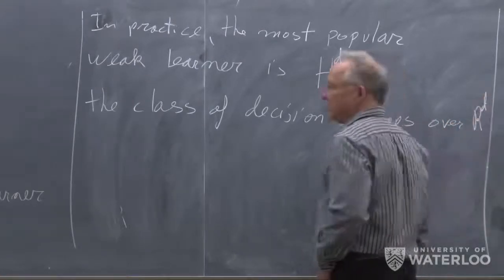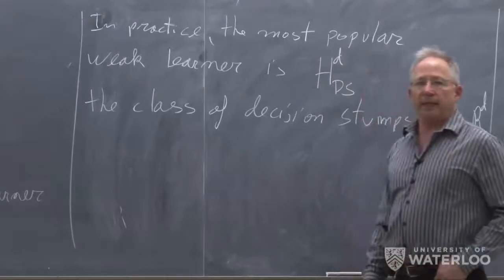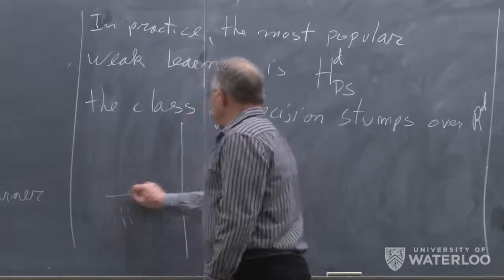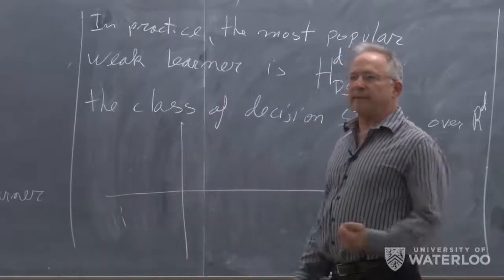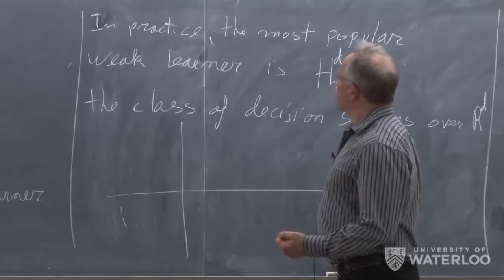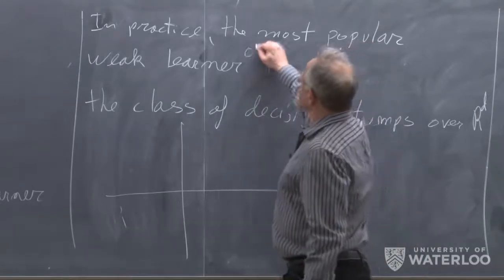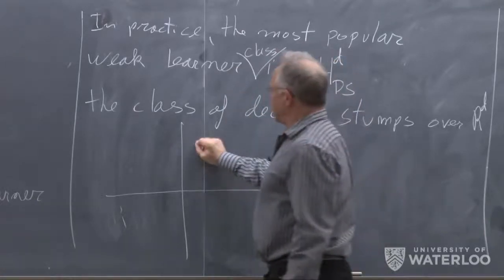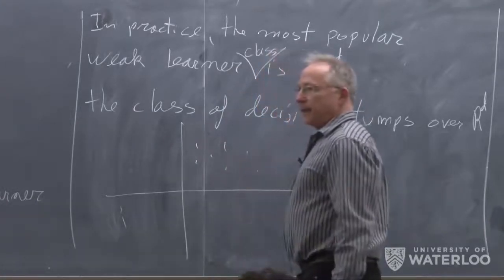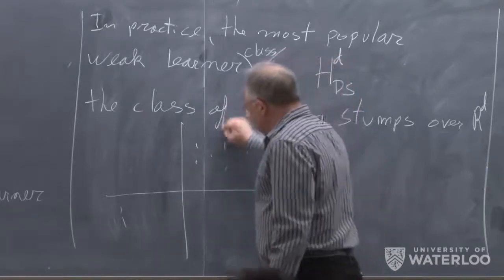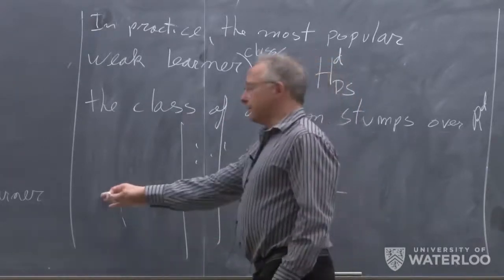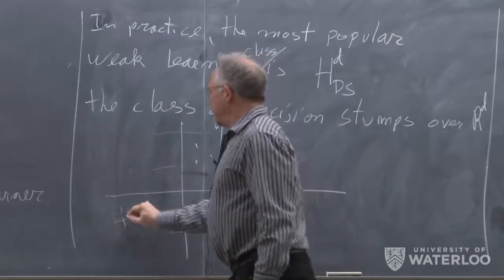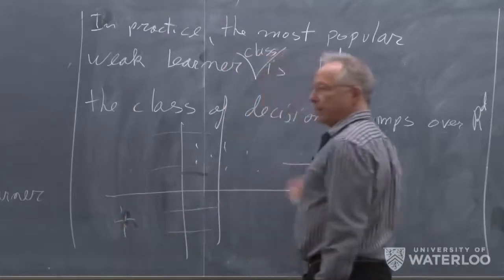So what do I mean by the class of decision stumps over R^d? The kind of classifiers that we allow in our basic class, the most popular weak learner class B, is this: I take a sample here, and I allow myself to project it on this axis and label all of these as minus, say, or plus, and all of this is minus.